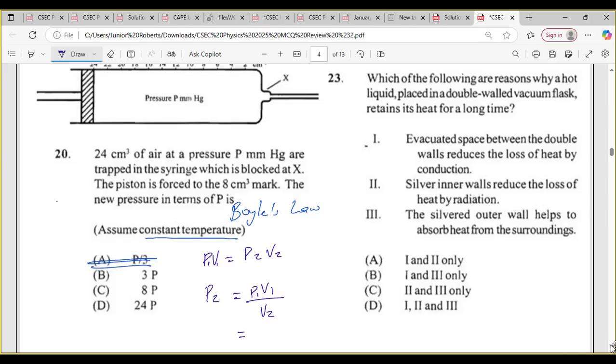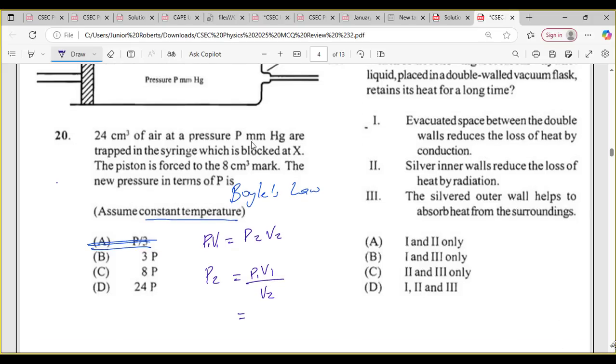So P1 is just P, right? So let's call that P. V1 is 24 cm cubed. And V2 is 8 cm cubed. So that goes with that. 8 into 24 is 3. So we're going to have 3P, or 3 times P. So what we see now is that P2 is going to be equal to 3P. So our pressure then, once we do that, is going to be 3P.